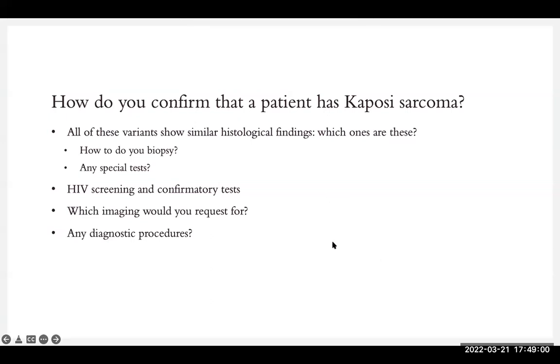Any other tests that you might want to do in the chest? You could do bronchoscopy. If you're going to do a bronchoscopy, you might also want to do an OGD as well, so that you look at the GIT. Anything else that you want to do?